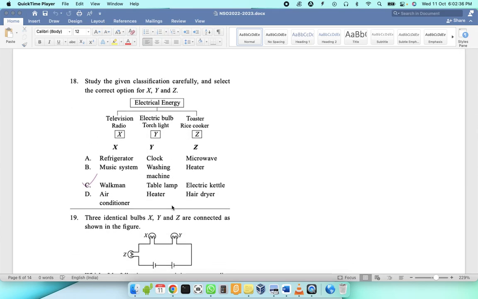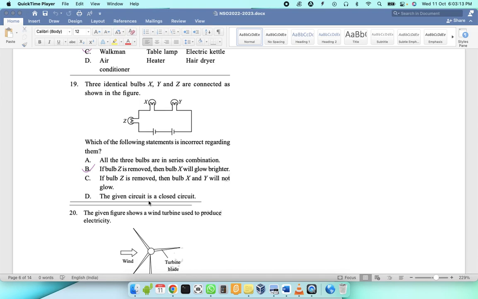Here we see that the electrical energy is divided into three parts: sound energy, light energy, and heat energy. Television and radio use sound energy, and music system and Walkman also use sound energy. Table lamp is the only thing that uses light energy in all of these. So C is the answer. Electric kettle also uses heat energy. So this is also the answer.